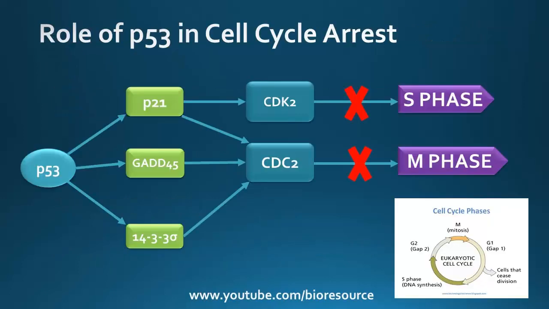Let's see how p53 regulates the cell cycle. p53 regulates the cyclin dependent kinases 2 and CDC2, thereby inhibiting the S phase or the M phase. And this is controlled through p21, GADD45 and 14-3-3 sigma. So these are the regulating elements through which p53 acts, and cell cycle arrest occurs through this process.